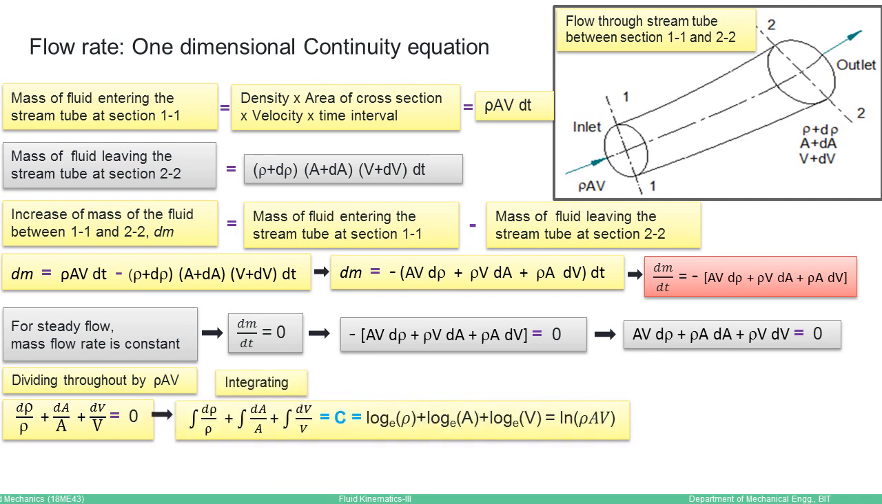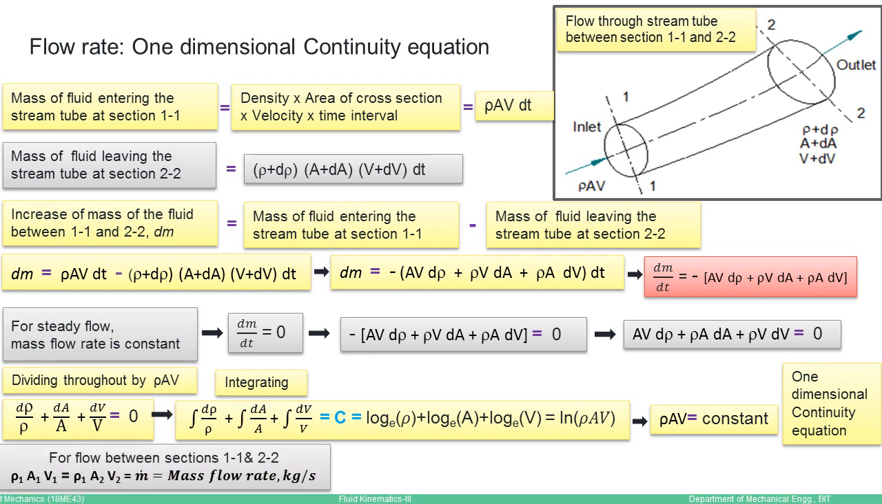Now integrating this equation, we get rho A V is equal to constant. This is called the one-dimensional continuity equation.